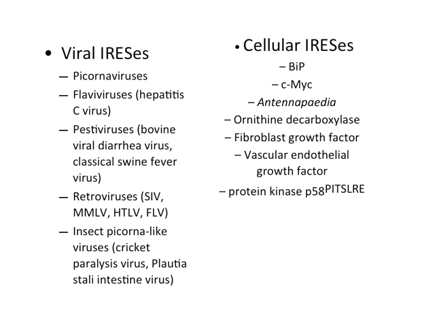I told you about picorna and flavivirus IRESes. There are also viruses in the pestiviruses. Retroviruses have IRESes as well, as do the insect picorna-like viruses. And we also have found IRESes in cellular mRNAs and a variety of genes which are shown here.